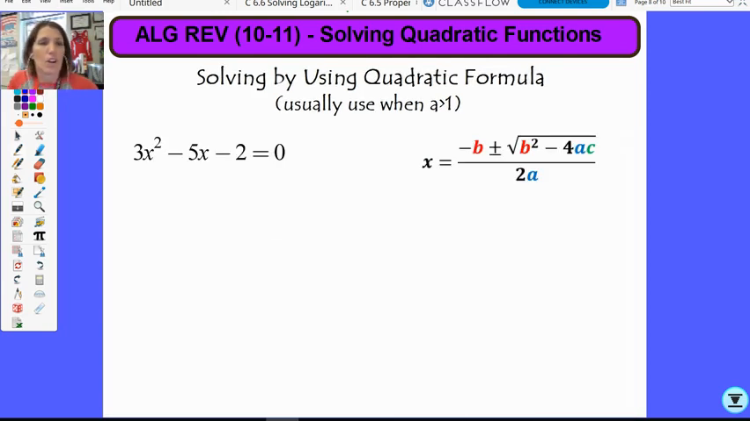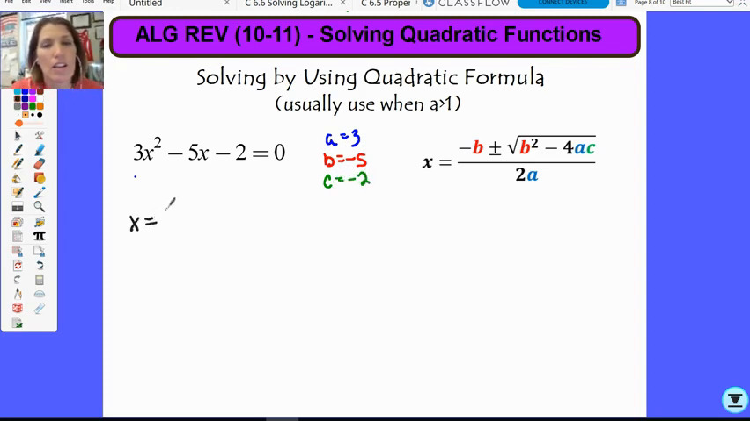Okay, so let's see what we have here. We have a equals 3. We have our b that equals negative 5. So don't forget those negatives. And it's not the x involved, just the numbers. Okay, and then my c equals negative 2. Okay, so now we're going to go ahead and plug this in.